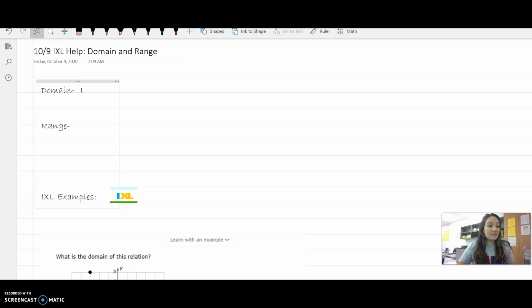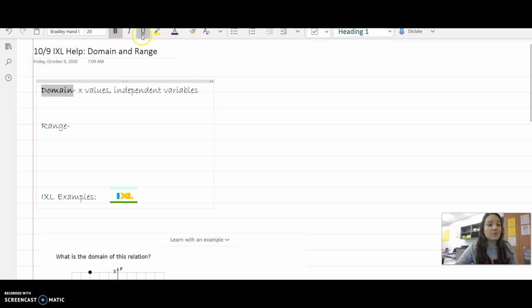So domain, I briefly mentioned yesterday, were the X values, also known as the independent variables. We spent a lot of time identifying what was dependent and what was independent. It's the same thing, just different names. So independent variables are going to be your X values on a graph, in a table, or in a set of ordered pairs. It's also known as domain. That's the big vocabulary word I want you guys to remember. Domain: it's the X values or the independent variables.